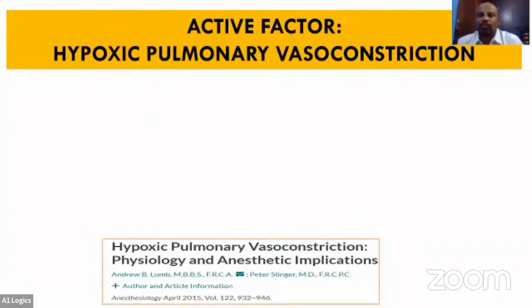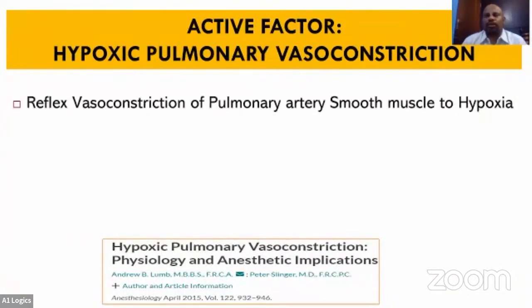Now we are going to talk about the active factor which is going to produce regional distribution of perfusion. That is the hypoxic pulmonary vasoconstriction. The general rule in our body is that whenever there is hypoxia, there is vasodilation. The only exception here is the HPV. HPV is the reflex vasoconstriction of pulmonary artery smooth muscle in response to hypoxia.